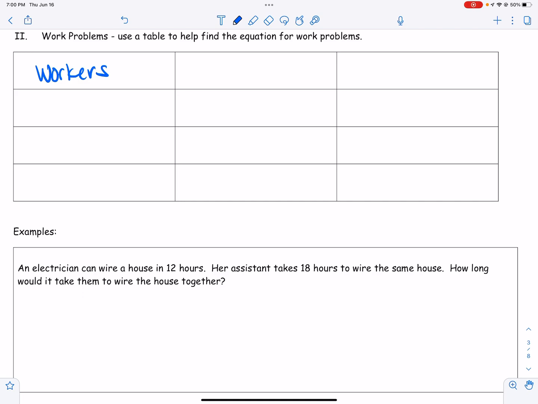Then what you usually want to know is what it's going to take for the workers to do the job together. You're going to have a column for the given time, and then you're going to change that given time to a unit fraction time. The way we change that fraction is always time in 1 hour. Unit means uni, which means that our one is going to go on the top.